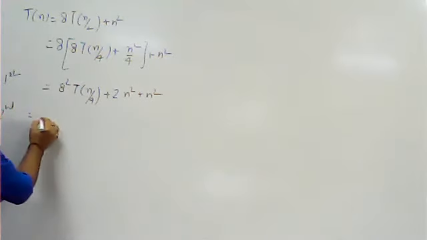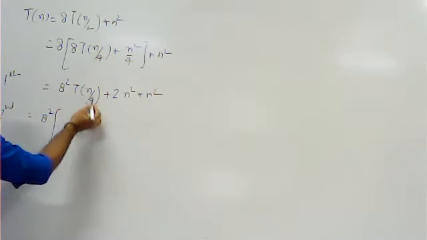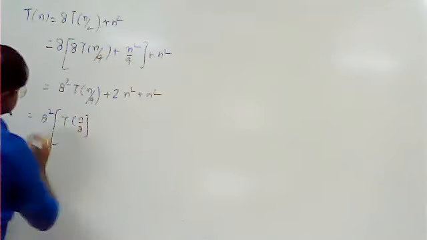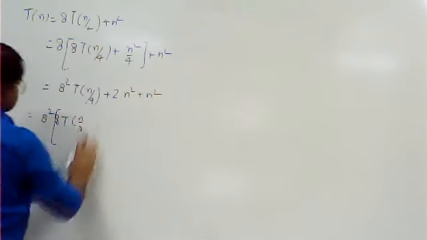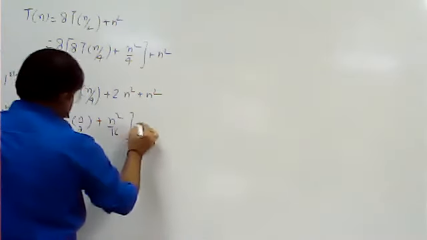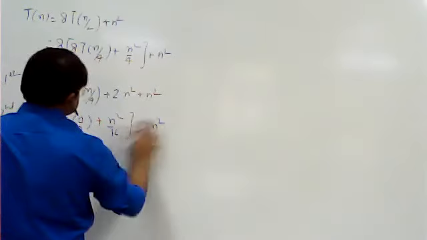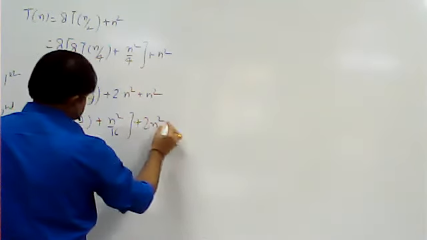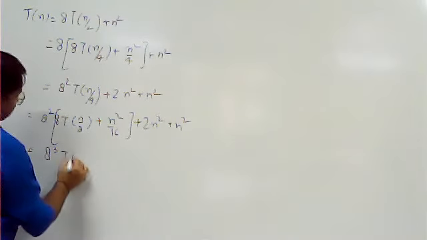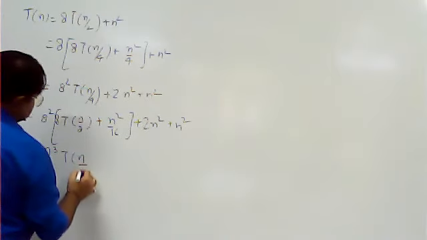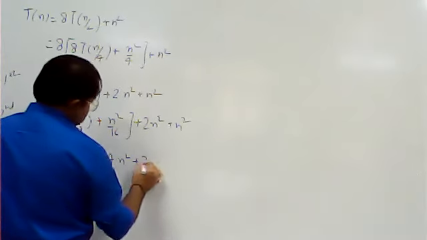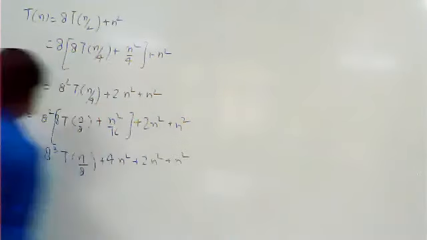Second, 8 to power 2. In place of n, we have to put n/4. T(n/8) plus n square upon 16 plus 2n square plus n square. So we got 8 to power 3 T(n/8) plus 4n square plus 2n square plus n square.